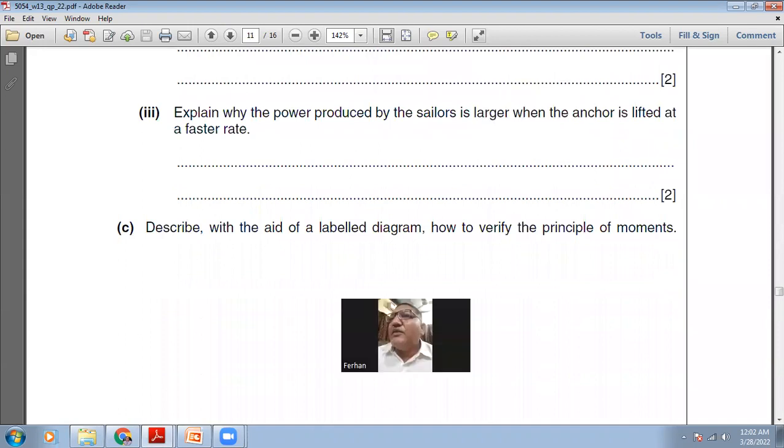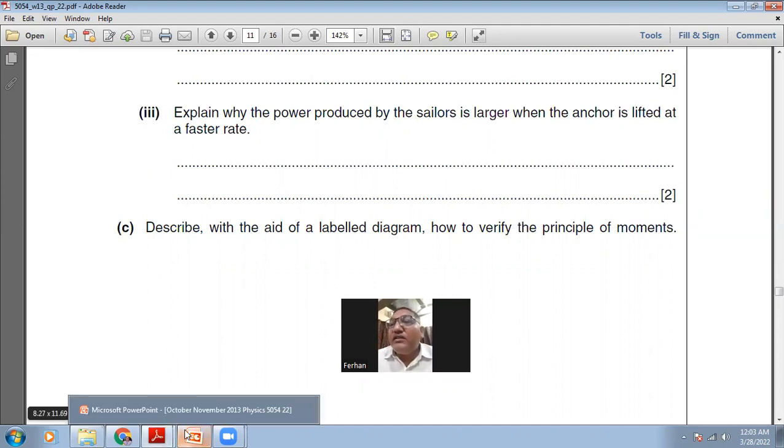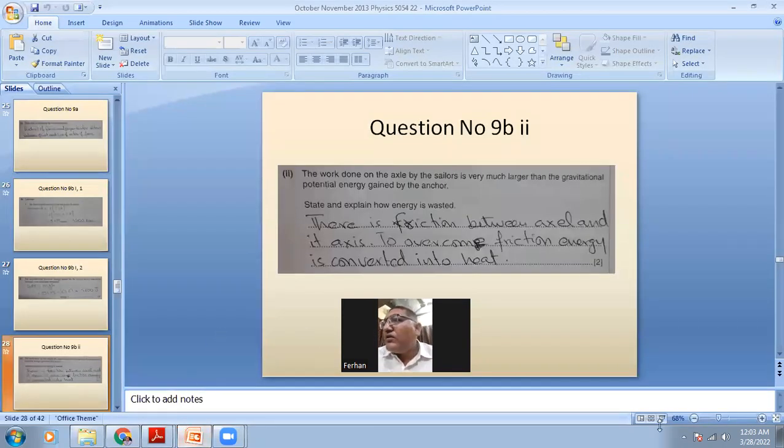Then the third part of the B part is: explain why the power produced by the sailors is larger when the anchor is lifted at a faster rate. You see, when the same anchor comes up at a faster rate, the same amount of work is done in less time. The gain in the potential energy is gained in less time. So that's why the power will be more. If the work is done in less time, the rate of power will be more.